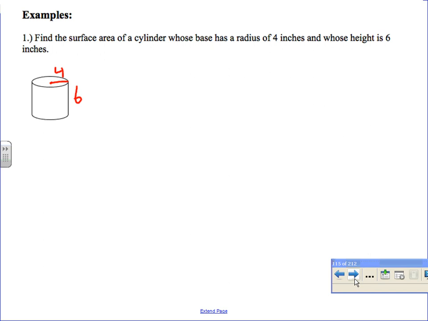Okay, number 1, find the surface area of a cylinder whose base has a radius of 4 and whose height is 6 inches. I want you to label on yours like I labeled on mine. Radius is 4, height is 6. We know surface area is 2B plus pH or 2B plus CH. Remember, it's the same as rectangular and triangular prisms. So we need to find area of the base.